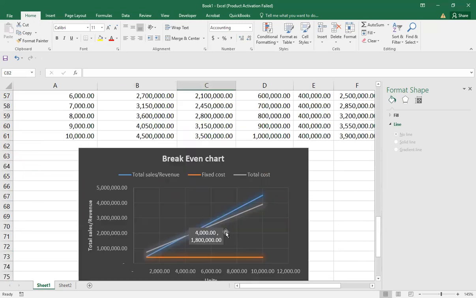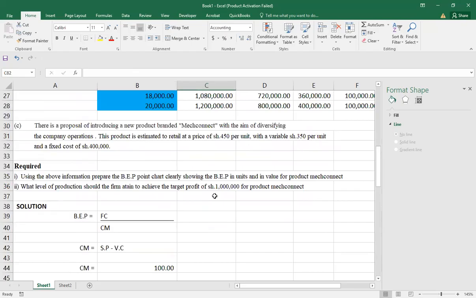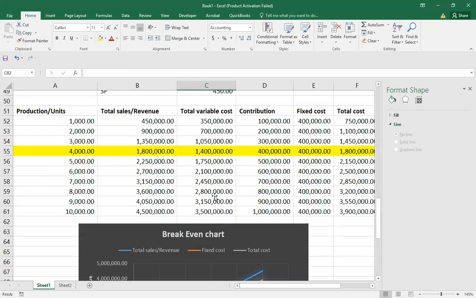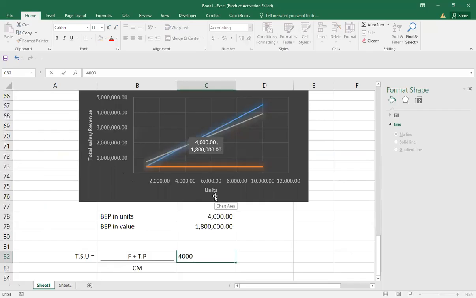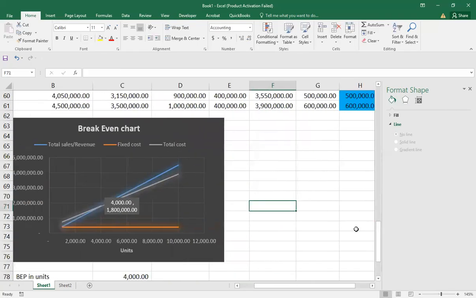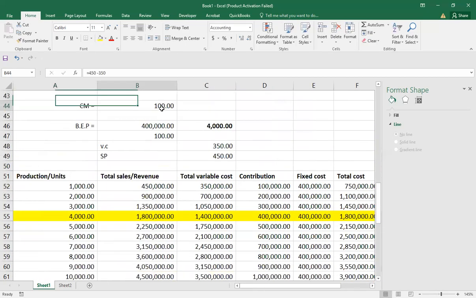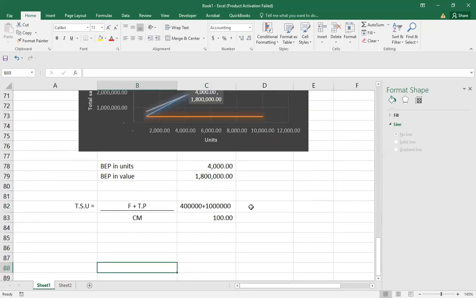So like in our case here, we need to achieve 1 million, right? So therefore, I'll be having my fixed cost, which is 400,000, plus my target of 1 million profit. I divide by contribution margin of 100. Recall, we had already determined our contribution margin here. This was our contribution margin. So basically that would be easy and simple. So therefore, what I'm going to have, this should give us 1.4.